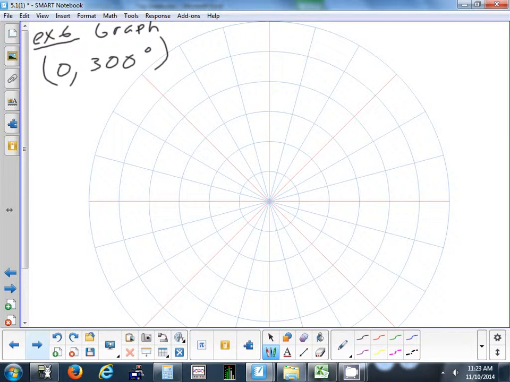Okay, what's going to happen here? Yeah, it stays right at the pole. It's basically like it spins in place. All right, so 0, comma, any angle stays at the pole.